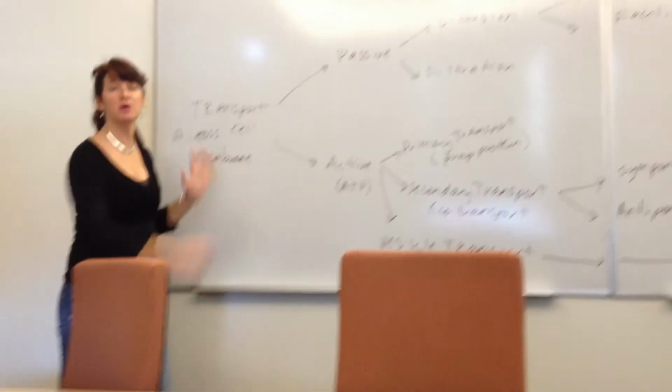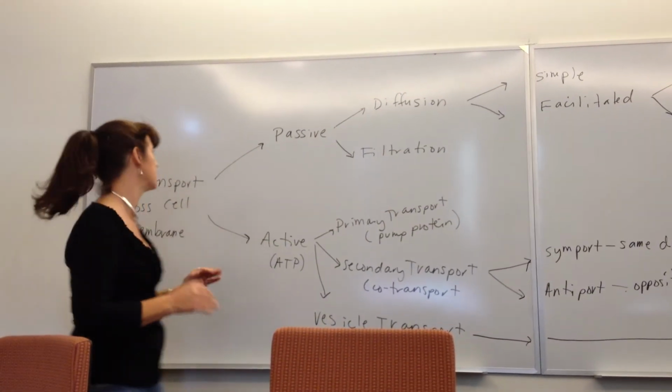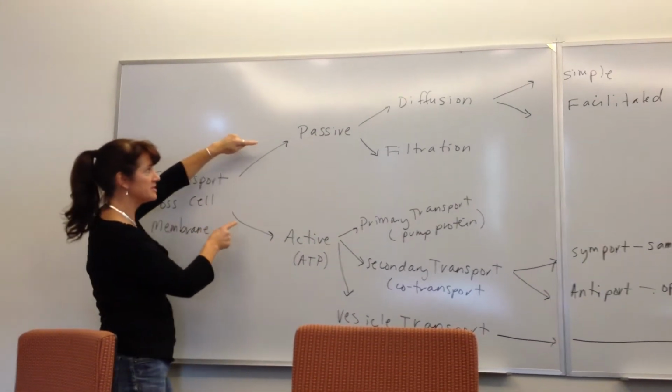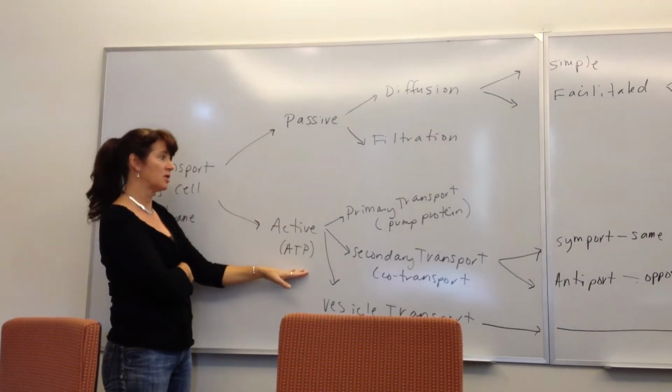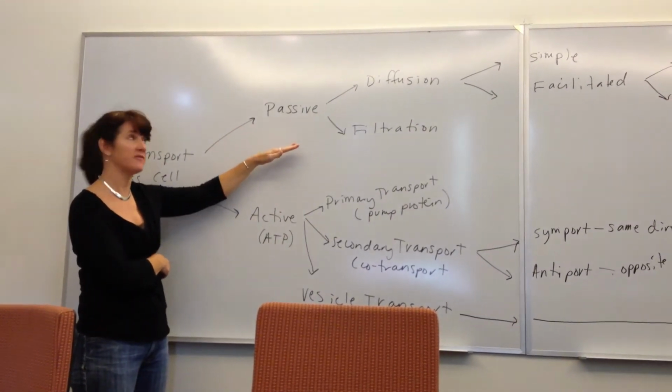Okay, over here, I've set up a flow chart to try to give you an idea of how those things take place. So, transport across the cell membrane. It takes place in two ways, like I said, either passive, no energy, or active, requiring energy. Let's follow the passive part first.